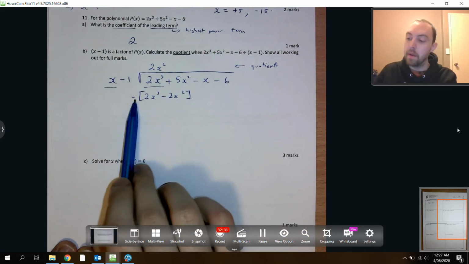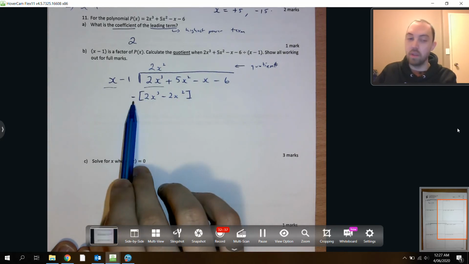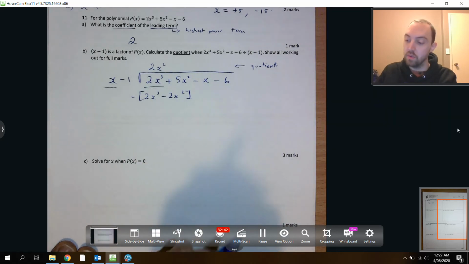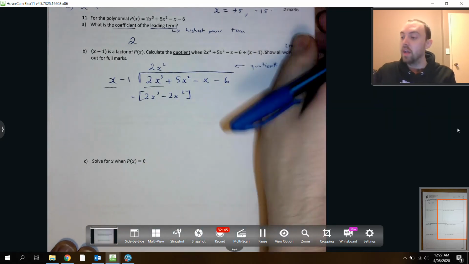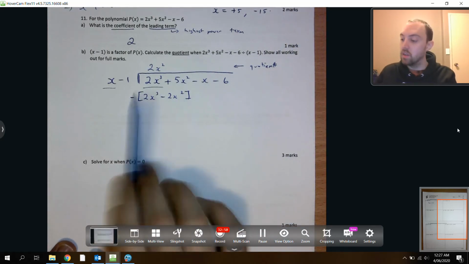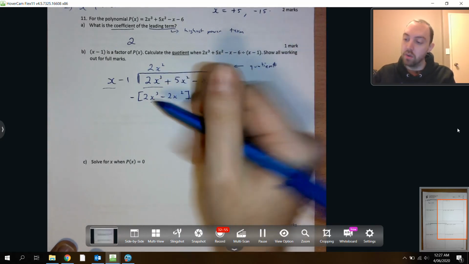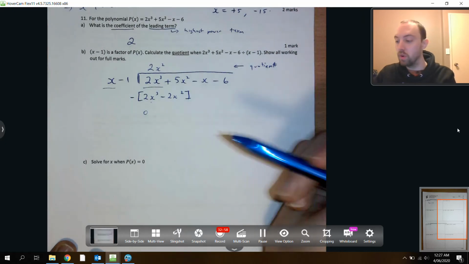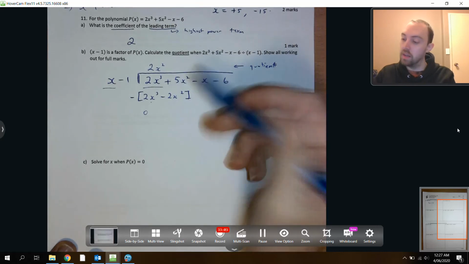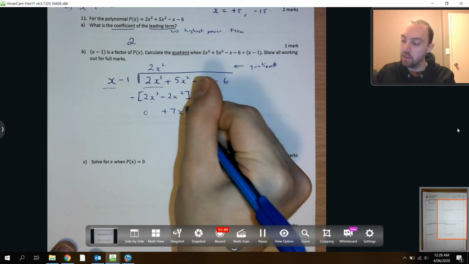I'm taking the whole thing, not just that first term, so that's why I've put square brackets around the whole thing. It's going to be easier to put those square brackets in than make a mistake later down the track and backtrack. Just put the square brackets in, it will help. 2x cubed take 2x cubed is 0. That's what we want. If those don't cancel, we've got an issue. 5x squared take 2x squared, take makes a positive, so positive 7x squared.